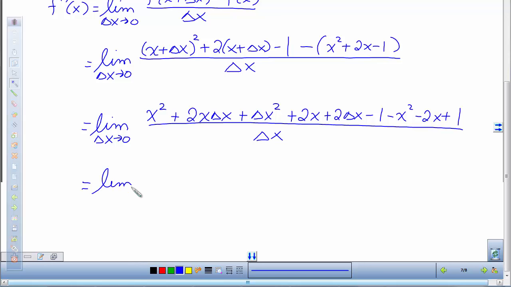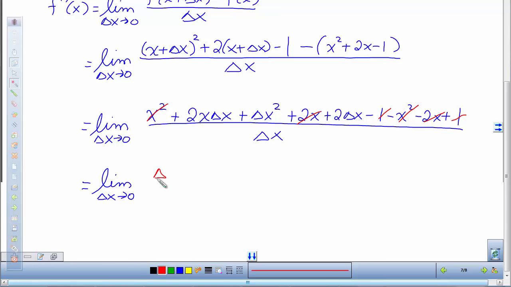And so we get the limit as delta x approaches 0 of, we've got to cancel some things out. So I've got an x squared, a minus x squared, a minus 1, a 1, a minus 2x, a plus 2x. So everything that's left has delta x in it. So we've got 2x delta x.